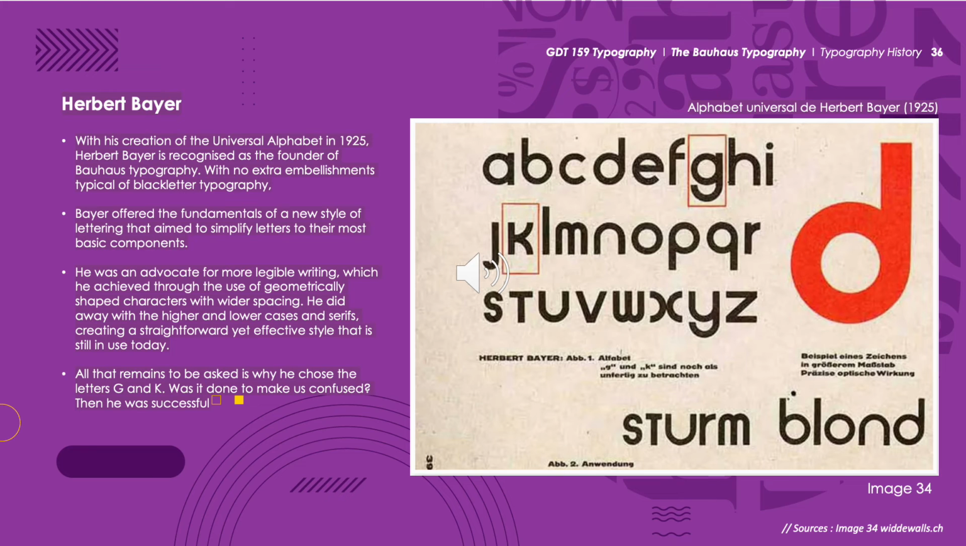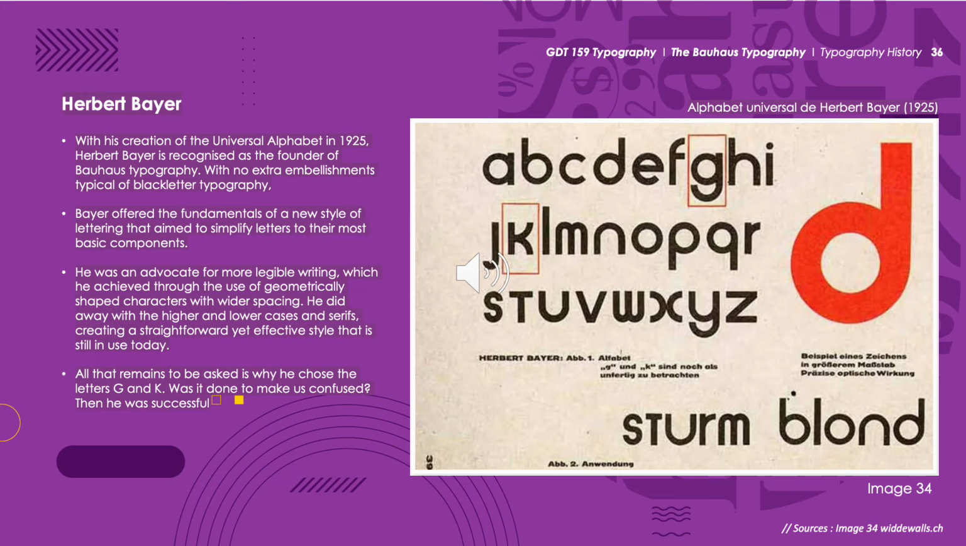Herbert Bayer, with his creation of the Universal Alphabet in 1925, is recognized as the founder of Bauhaus typography, with no extra embellishments typical of black-letter typography. Bayer offered the fundamentals of a new style of lettering that aimed to simplify letters to their most basic components.